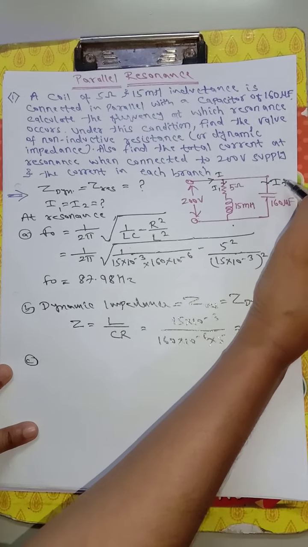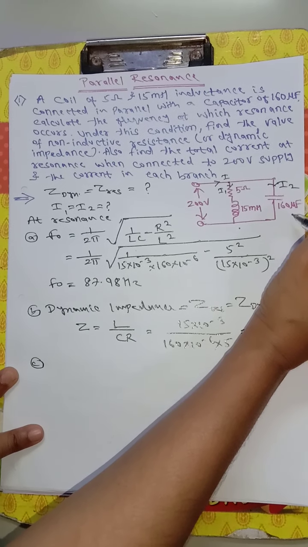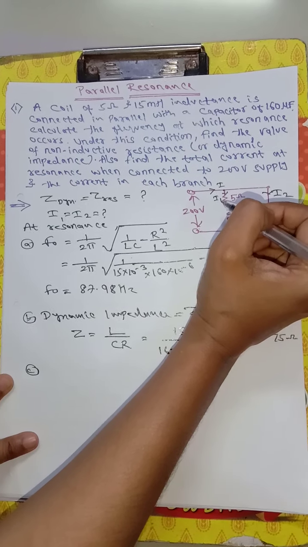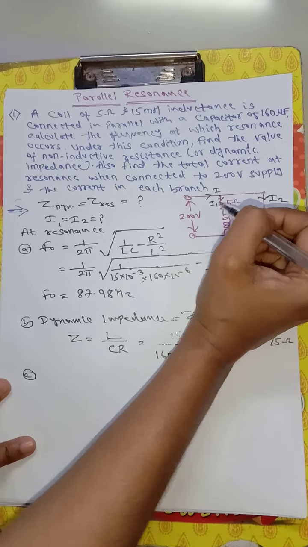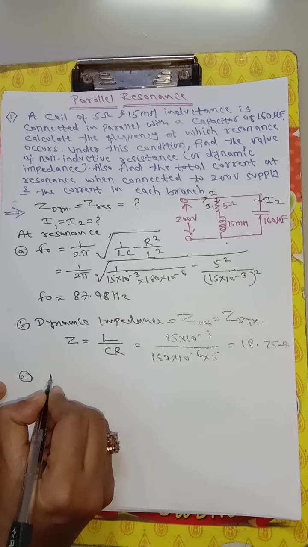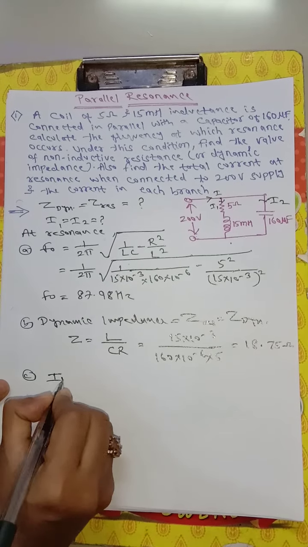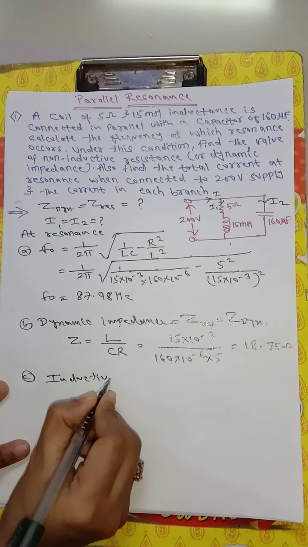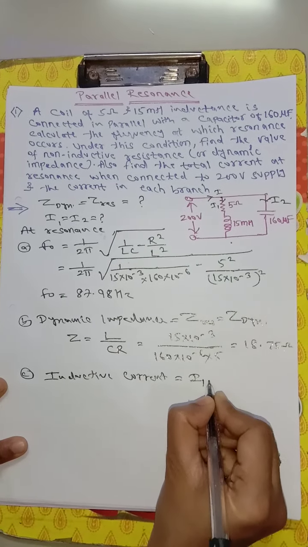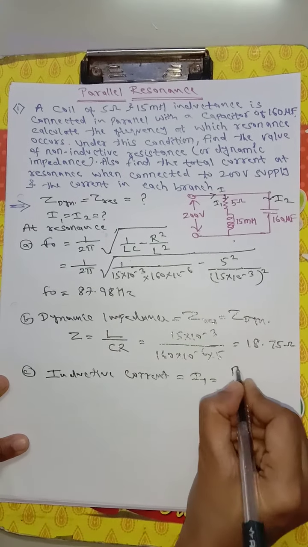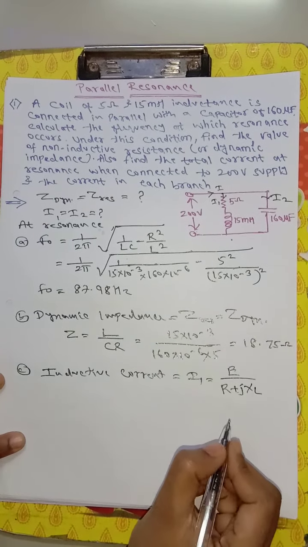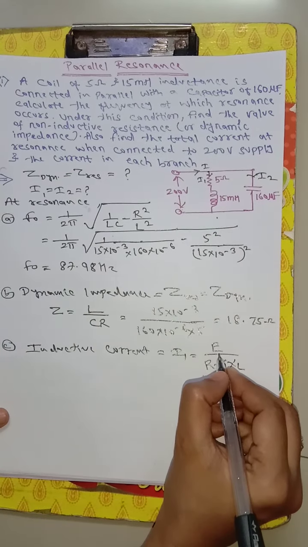The current flowing through this branch will be the capacitive current, because the R at resonance will be equal to the impedances, and that will be treated as in phase. So here the current flowing through I1 is the inductive current. Inductive current I1 is equal to E divided by R plus J of XL. Why am I taking XL? Just because of the inductor. E is my voltage.